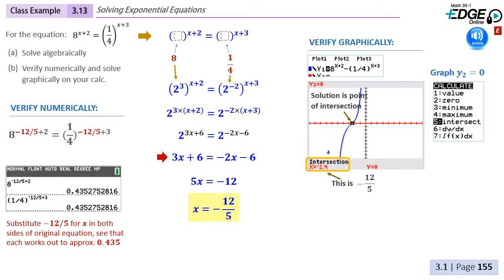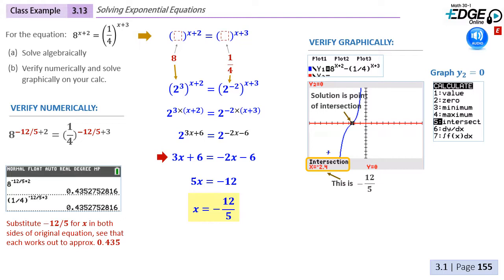We could also achieve this by verifying graphically. We would replace y1 with the left side of the equation and y2 with the right side of the equation and find the intersection point. Or, if we subtract the right side of the equation from the left side of the equation, then we would simply graph y2 as being 0, or use second calculate 0. In all of those cases, the x-coordinate we find as a solution would be our answer.